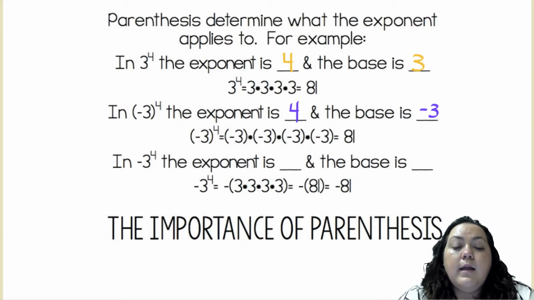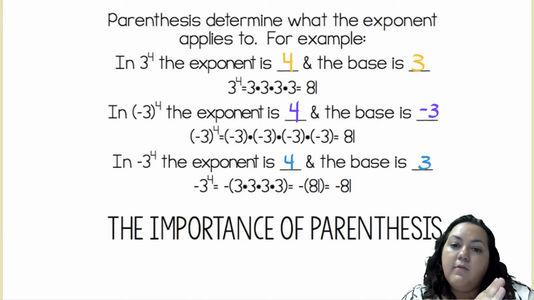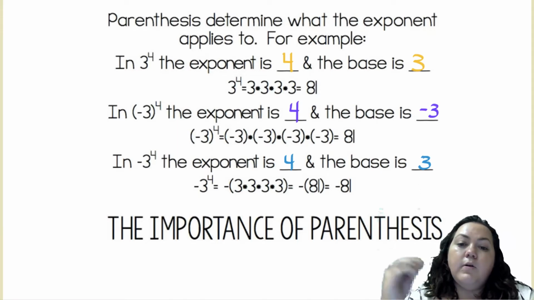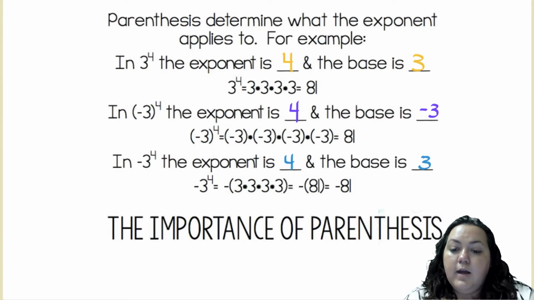And then in negative 3 to the 4th power, without parentheses, the exponent is 4. The base is 3. So my answer is going to be negative. I'm just going to keep the negative there, and I'm going to do 3 to the 4th power. So negative 81 would be my answer.